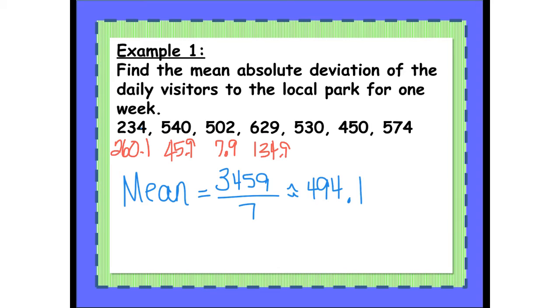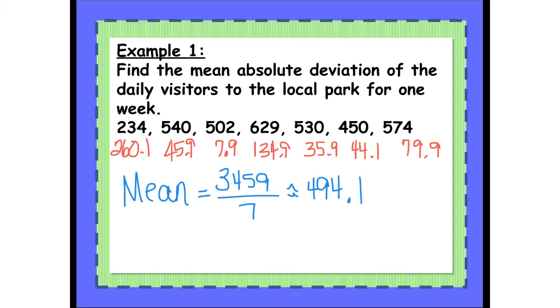530 minus 494 and 1/10, and I get 35 and 9/10. My next one is 494 and 1/10 minus 450, and I get 44 and 1/10. And then for my last one, 574 minus 494 and 1/10, and I get 79 and 9/10.